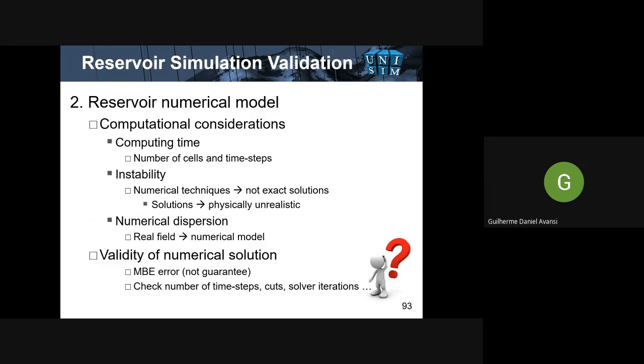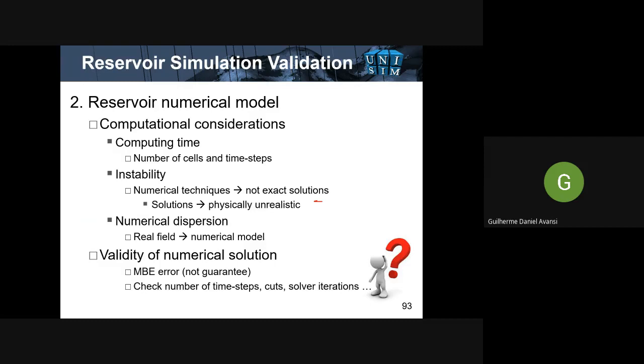We need to be careful in terms of instability. What I mean by instability: remember, the reservoir simulator is trying to solve thousands of nonlinear equations. Sometimes we are using a numerical technique, and this numerical technique is just an approximation of the real math formulation, right? It is not the exact solution.